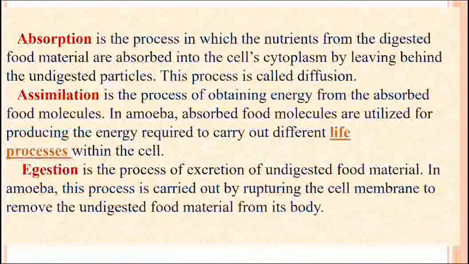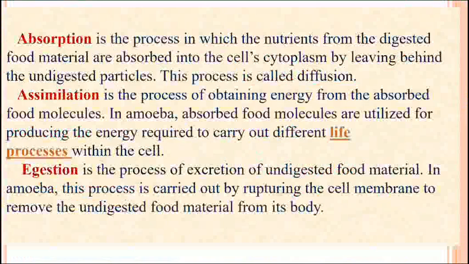Next is absorption. Now absorption is the process in which the digested simple and soluble substances pass out of the food vacuole into the surrounding cytoplasm, leaving behind the undigested particle, and this process is called diffusion. That means the soluble and simple digested food particles diffuse into the cytoplasm.